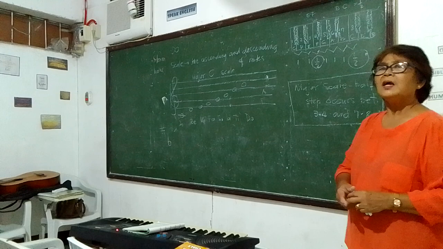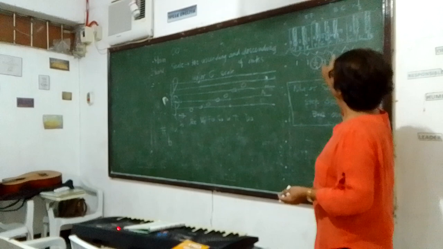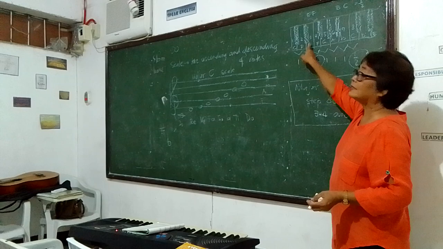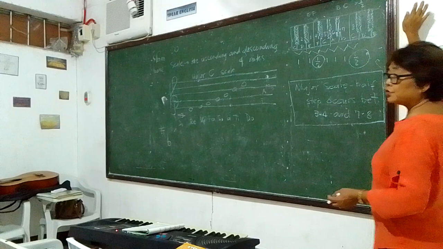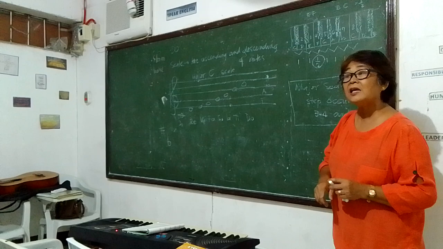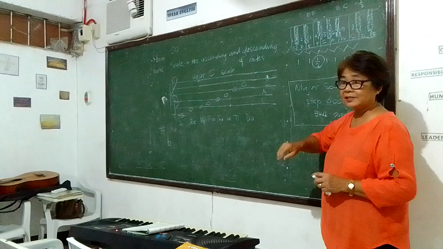Go back to the keyboard. Our keyboard is divided into groups of black keys: a group of 2 blacks and a group of 3. 2, 3, 2, 3. That is our keyboard. How do you find the notes? You look for the group of 2 black keys. At the left of the 2 black keys is C.